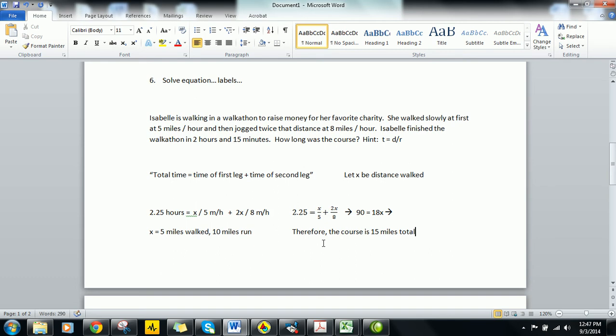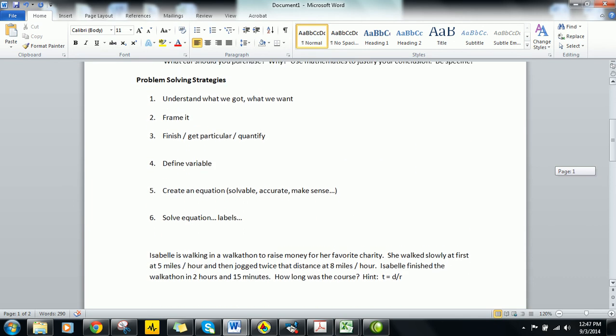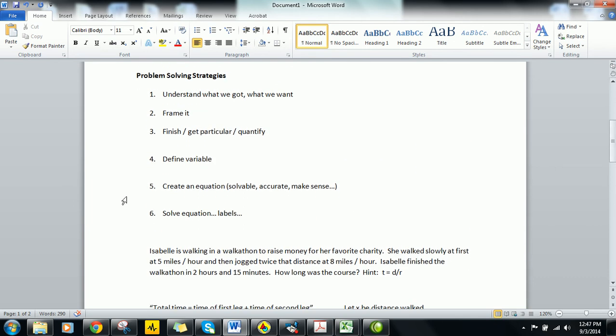Okay. Now, here's my answer. I'll leave it to you to check. We'll talk about tomorrow how we can check if you're not quite sure how to do that. But let's reiterate how I would solve this. Understand the problem. Frame it in a general sense. Some people like to use a chart for this. We'll go over that tomorrow. A chart is a good way to frame.